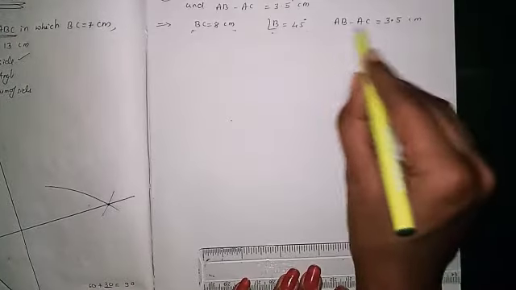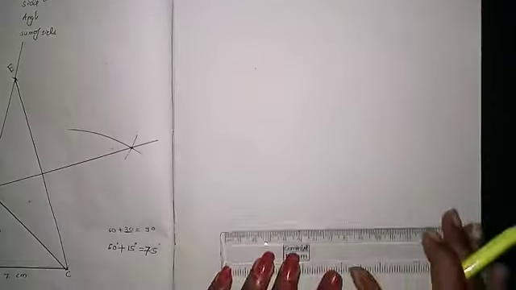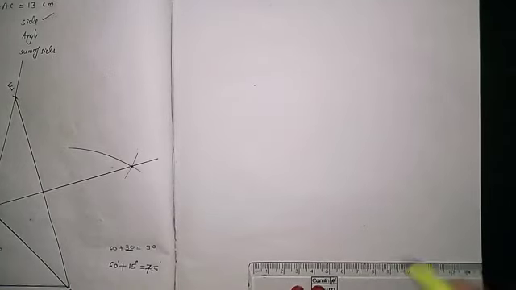So BC is given, one side is given, one angle is given, AB minus AC, and here it is plus and now it is a minus. The method is same, little bit changes will be there. So just draw first. BC is 8 centimeter. So 8 centimeter I am drawing here.